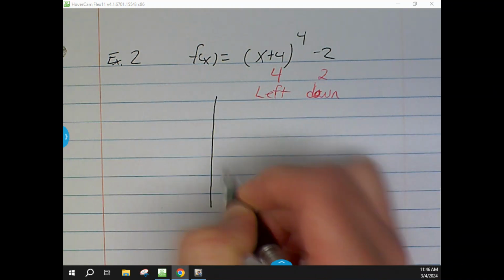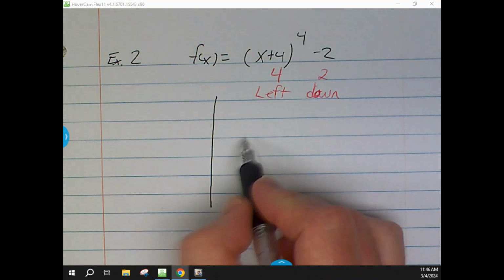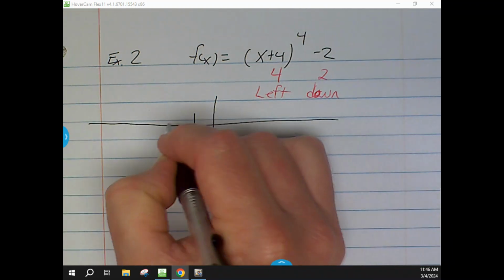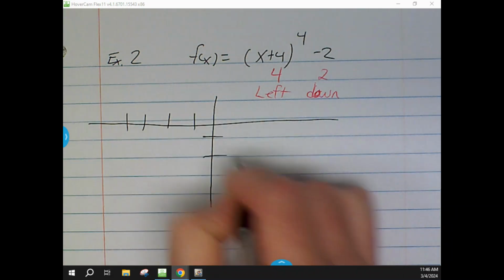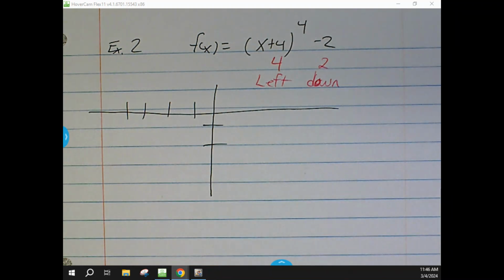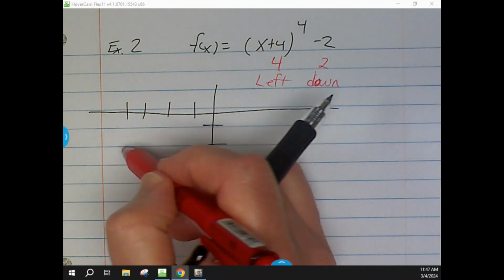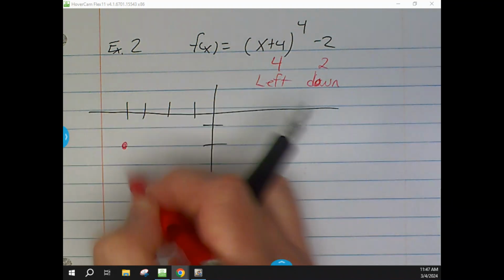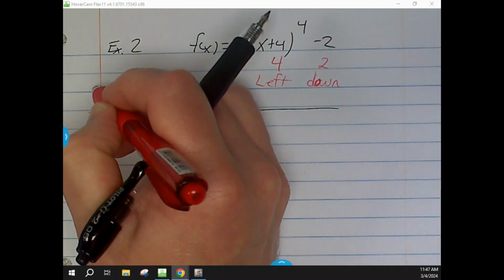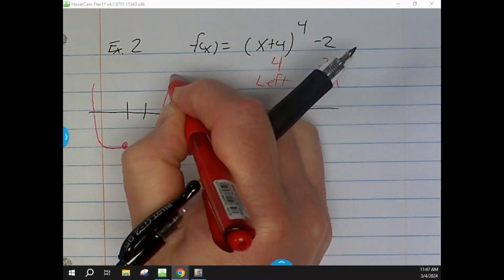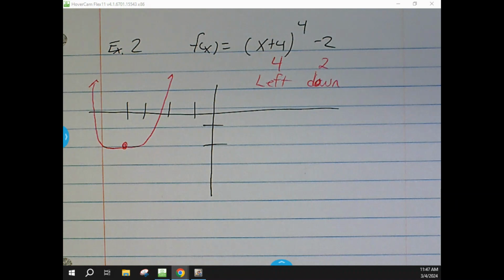Okay, so if you got your XY axis, we'll need more room down here at the bottom because that's where we'll be. So 4 left, 2 down would be there. And again, if it was x squared, it would look more like this. If it's x to the 4th, it should come in and get kind of flat for a little bit, and then turn and go up like that.